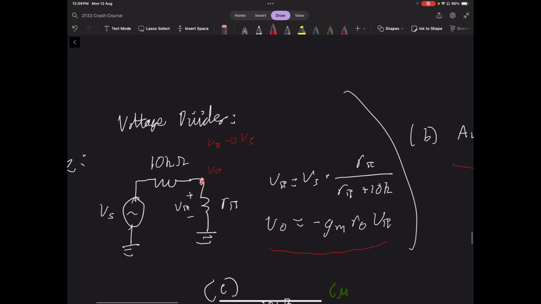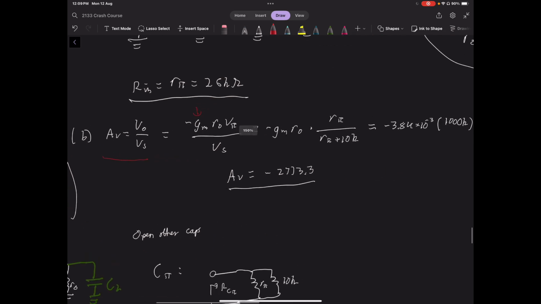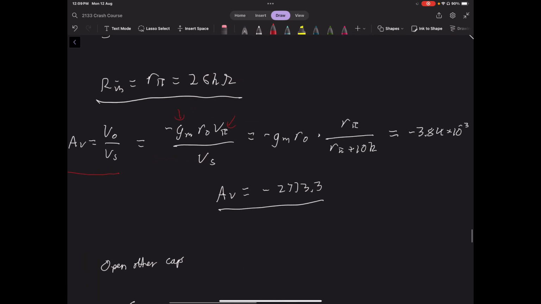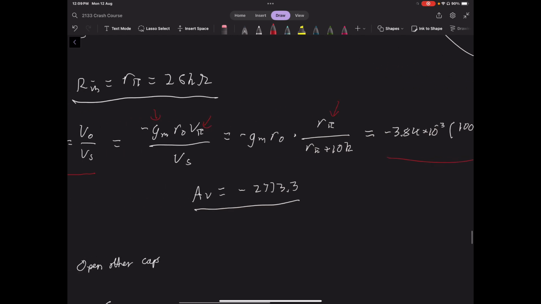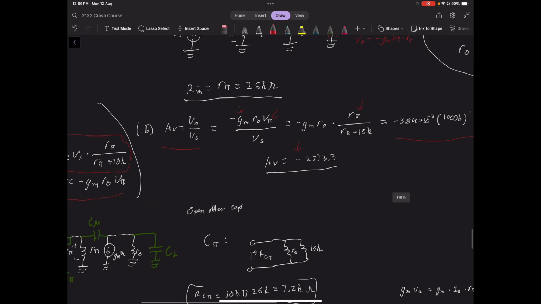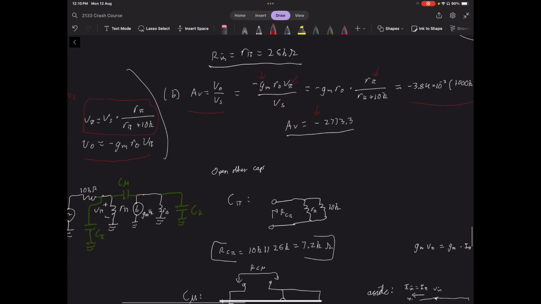This voltage here is v pi, so we can just say that v pi is r pi over r pi plus 10k, and then we can replace v pi here with that. We can sub in our values because we know what r pi, gm, and r0 are, and then that is going to give us our corresponding gain value down there. Hopefully that's not too difficult.